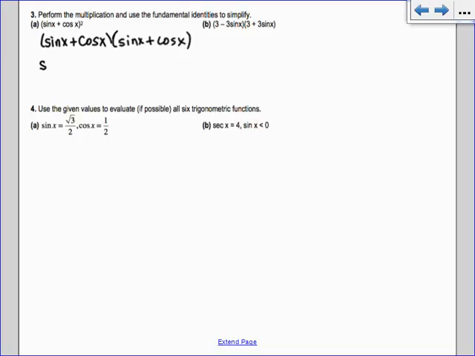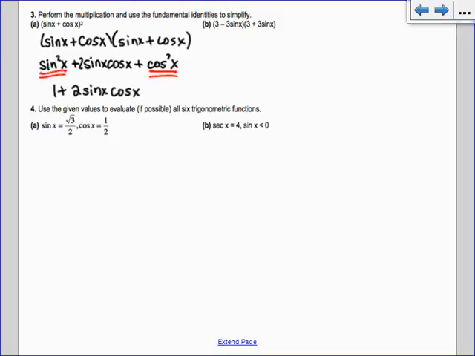So when we FOIL it out, we get sine squared x. And then the outer is sine of x cosine of x. And then the inner is also sine of x cosine of x, so I'm going to put a 2 there. So we have 2 sine of x cosine of x plus cosine squared x. So even though they're not right next to each other, I do have sine squared x plus cosine squared x, so I do know that that's 1. So I have 1 plus 2 sine of x cosine of x. Okay, and that's as simplified as it can go right now.